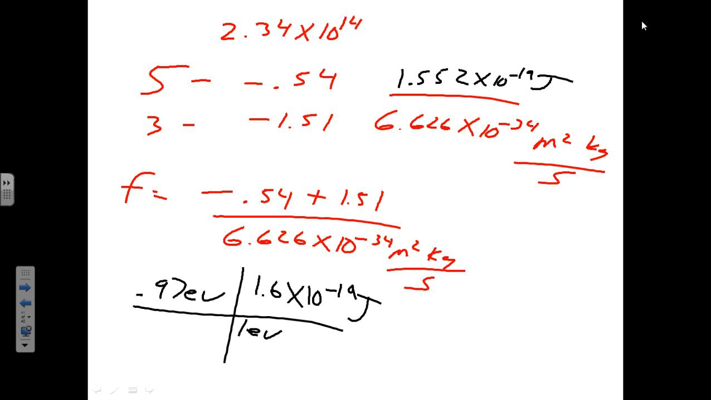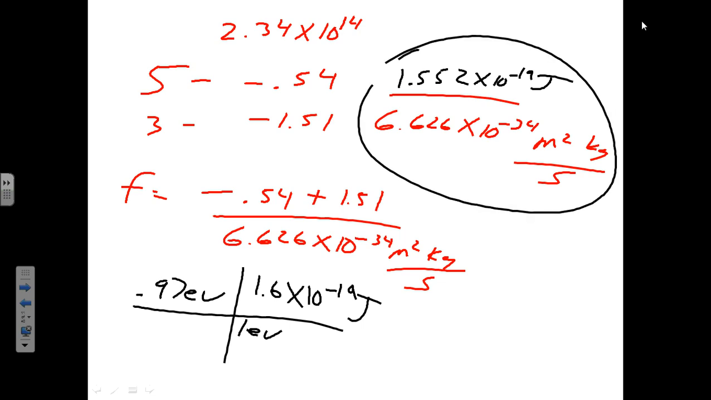What would the unit be on that? Here's what you got to think about. A joule, what's a joule equivalent to? A newton times a meter. And a newton is a kilogram times a meter over a second squared. That's what a newton is. A joule is a newton times a meter. And we're dividing all that by this.